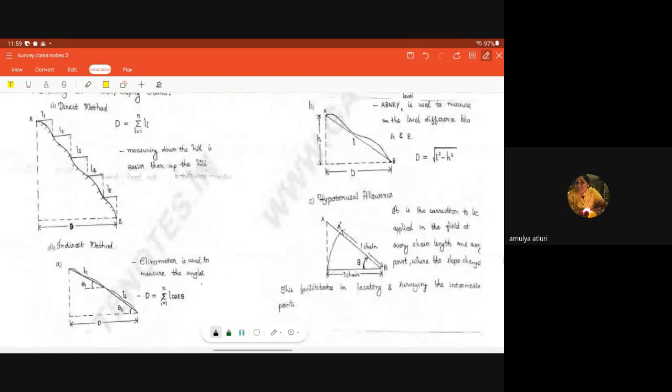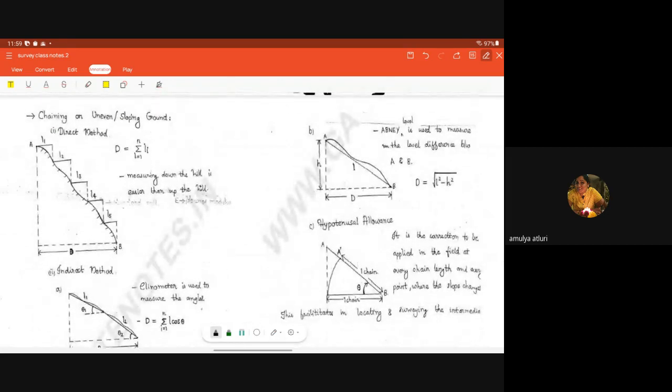Next, chaining on uneven and sloping ground. Okay, so as you all know, our earth is not a flat surface. We have an undulated surface, right? So because of undulations, there will be error in the chaining because the chain won't be flat. There will be some undulations, sagging, pulling, and like that we will get some errors, right?